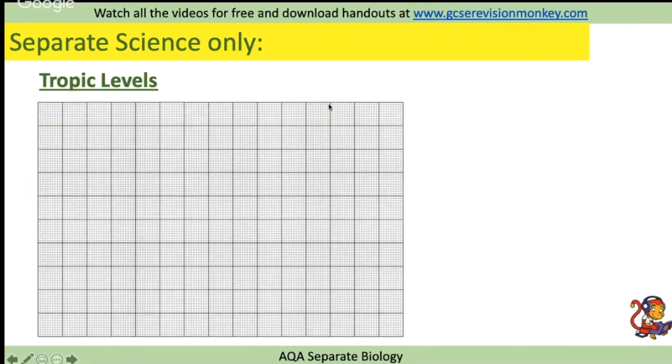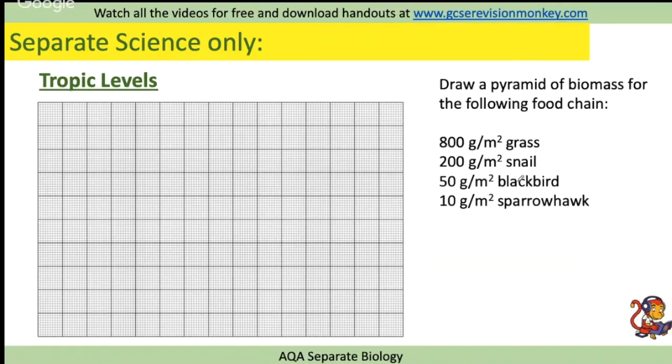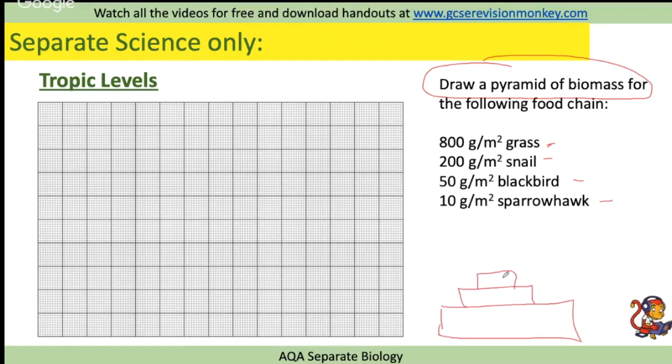Trophic levels. Only a few slides left, you'll be pleased to know. Just do about trophic levels, and then we'll do a little bit about the eye. So in a food chain, you might have these animals or plants: grass, snail, blackbird, and a hawk. If you're asked to draw a pyramid of biomass, it's always going to look like a pyramid with the largest base at the bottom and then going smaller, smaller, smaller, because you're only looking at the mass of stuff. So when you're asked to draw one, you might be given some squared paper like this, and you just need to draw it to scale.